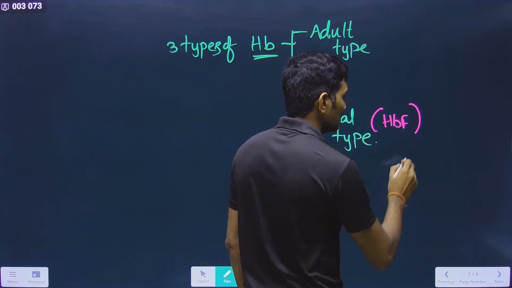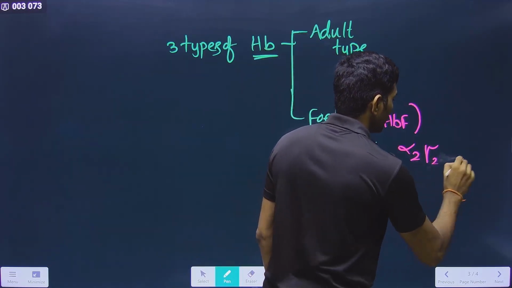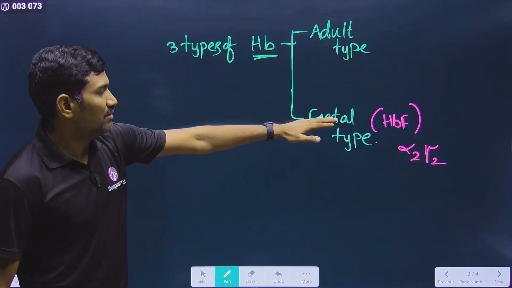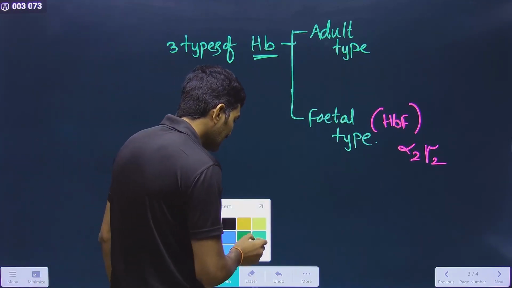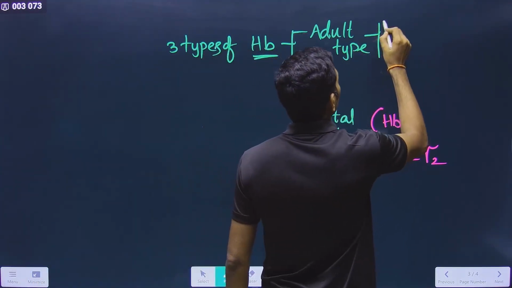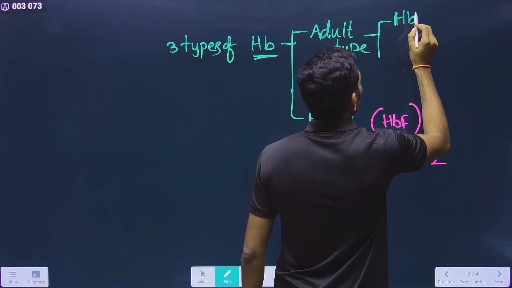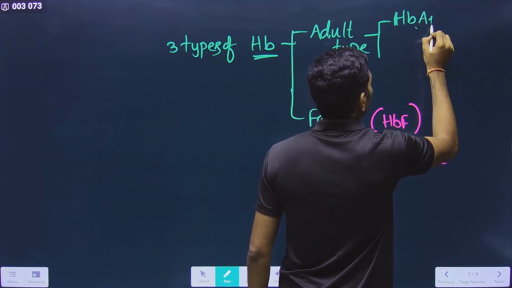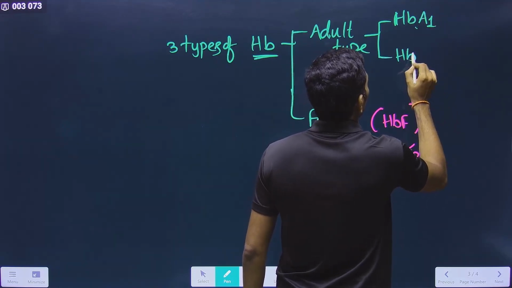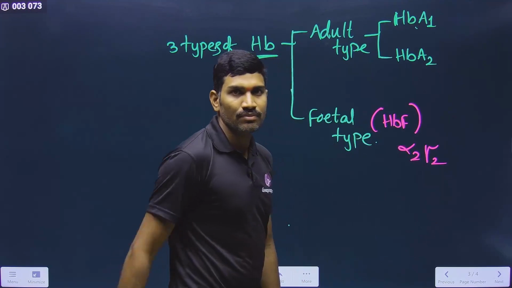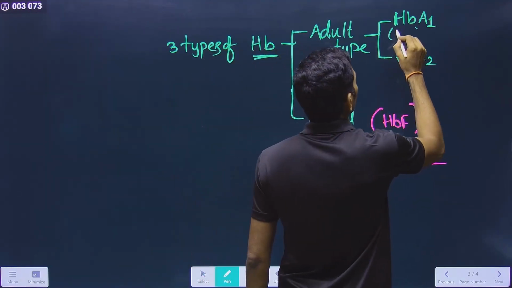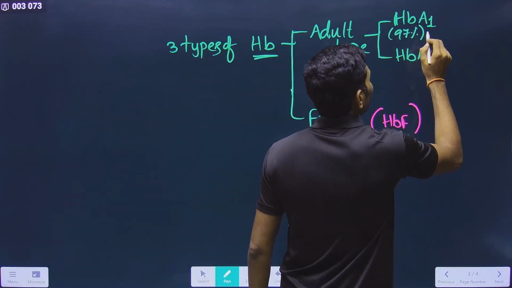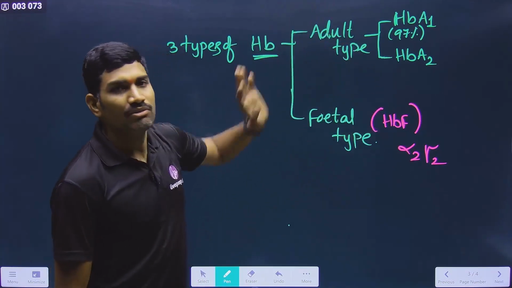HbF. So what is present in this? Two alpha chains and two gamma chains, so alpha 2 gamma 2. This is the fetal type. Now in the adult type again, two types are present. HbA1, adult 1 type. The other one is called HbA2, adult 2 type. In majority, approximately 97% will be adult 1 type only.